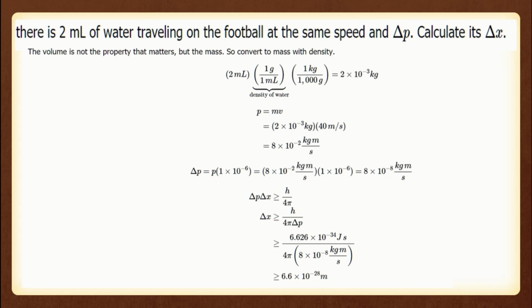Delta P into delta X is greater than or equal to h by 4 pi. Delta X is greater than or equal to h by 4 pi delta P, which implies delta X is greater than or equal to 6.626 into 10 power minus 34 joules second, the whole divided by 4 pi into 8 into 10 power minus 8 kg meter per second. Therefore, delta X is greater than or equal to 6.6 into 10 power minus 28 meters.